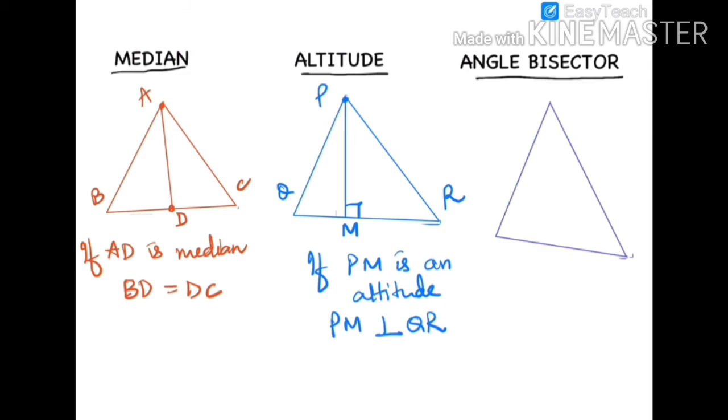If in a triangle a line is drawn from the vertex such that it bisects the angle at that vertex. So if DG is an angle bisector, then we can say that angle EDG is equal to angle GDF because it bisects angle D.